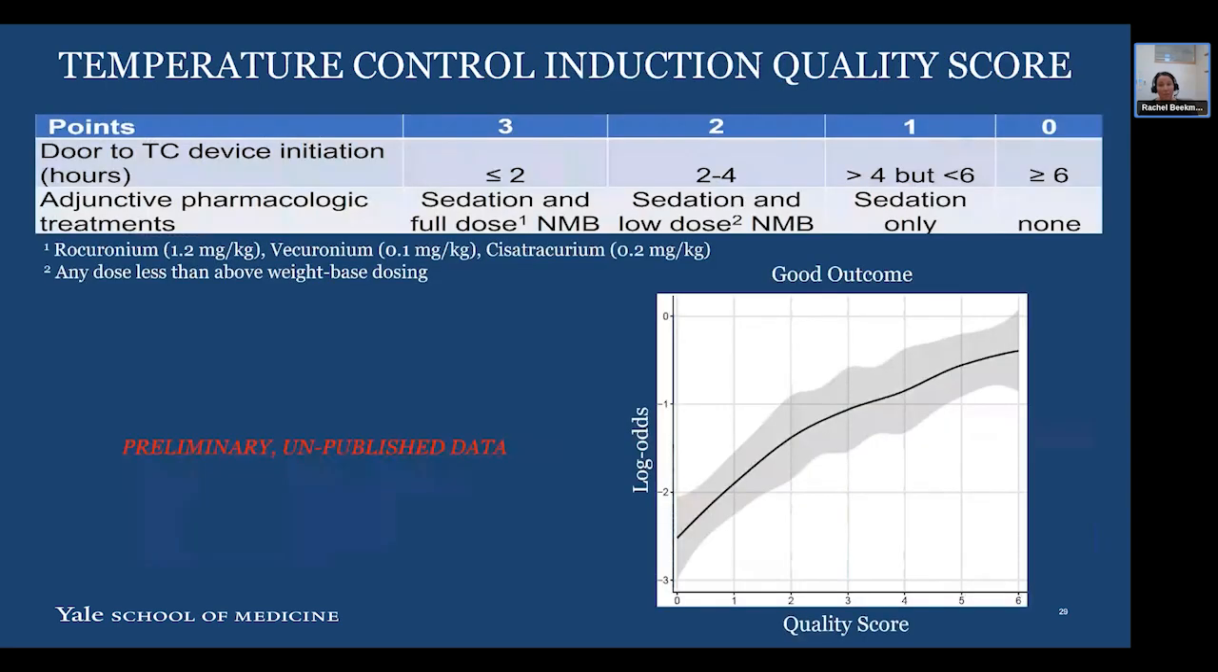Based on this data, we set out to define high-quality temperature control based on provider treatments, such as the time it takes a provider team to initiate a temperature control device, and the use of sedation and paralysis to augment shivering thermogenesis. As you can see in this table, our quality score ranges from 0 to 6 points, with a score of 0 reflecting the lowest quality temperature control, and a score of 6 reflecting the highest quality temperature control. Seen in the figure below, you can see that as the quality score rises, so does the log odds of good neurologic outcome.